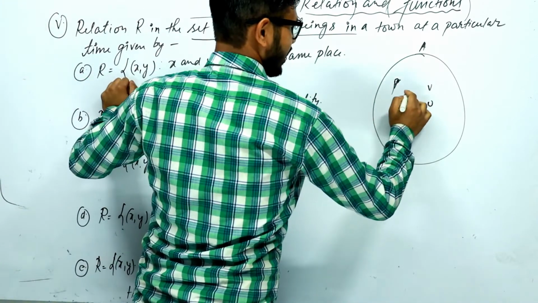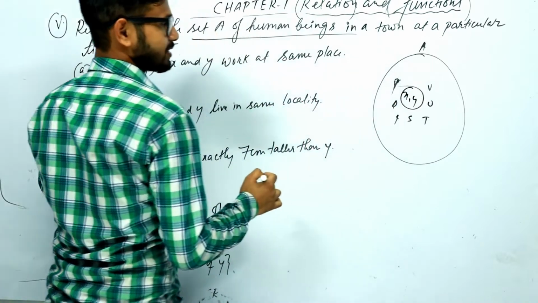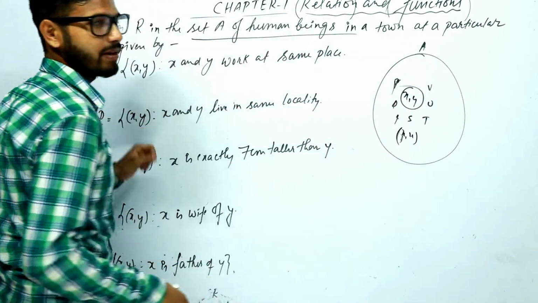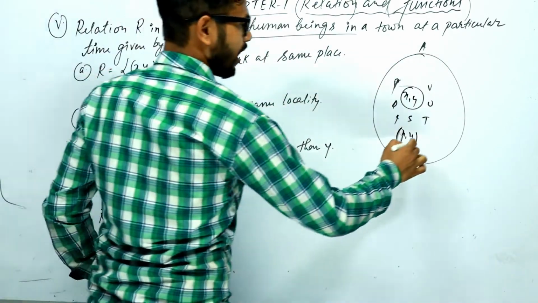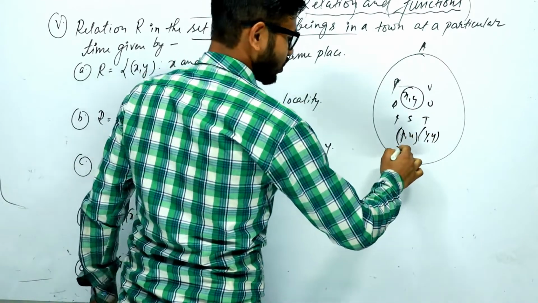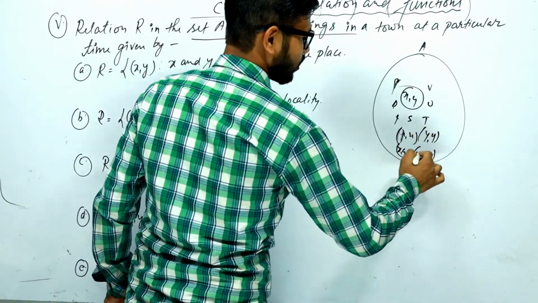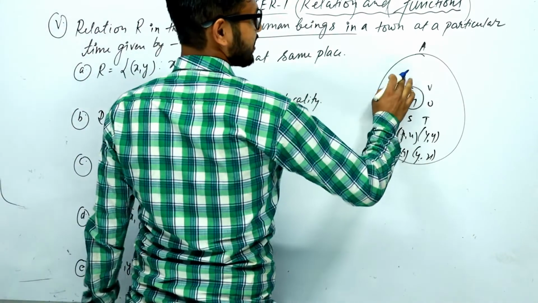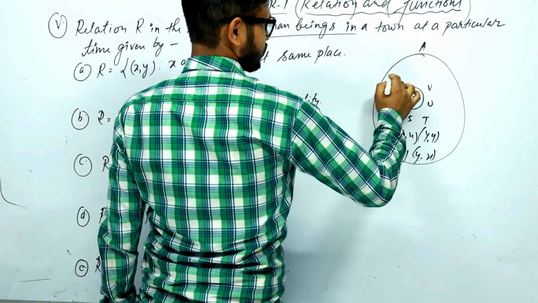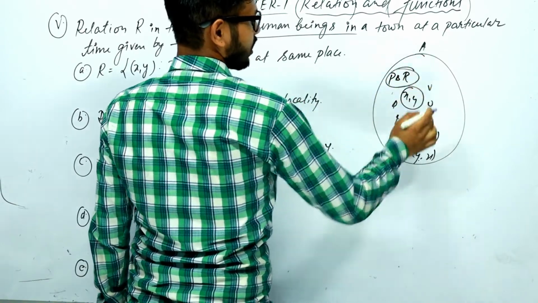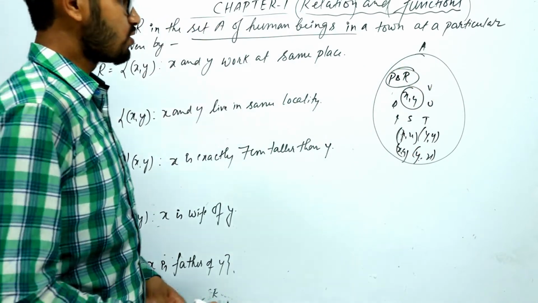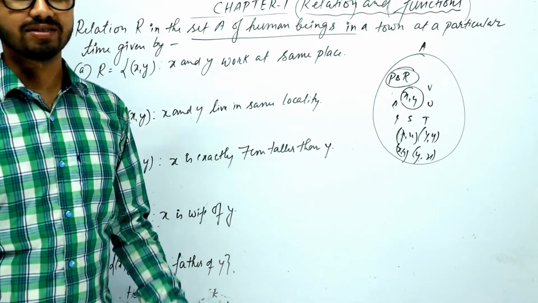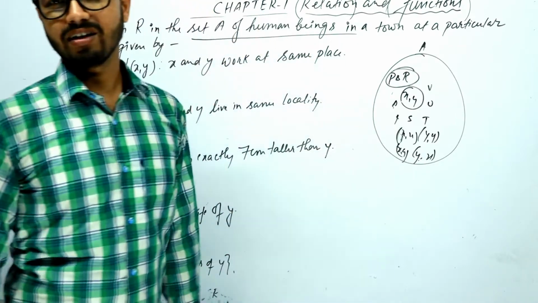If we consider x and y work in the same place, can I say (x, x) is also working in the same place? Obviously. And (y, y) is also working in the same place. (x, y) and (y, x) are also working in the same place. Are you getting the idea? For example, Pooja and Ranjit are in the same town. So can I say Ranjit and Pooja are also in the same town? Obviously, it's not a difficult case here. So it is also symmetric.